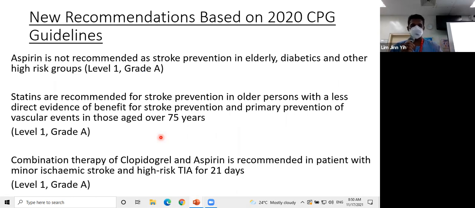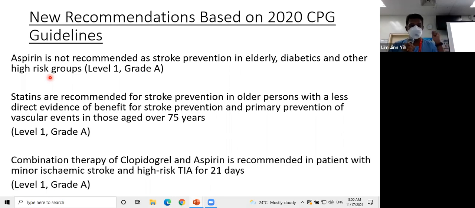Okay, so now my next 3 slides are basically going to be all the new recommendations based on our 2020 CPG guidelines. There are a lot, but I just took the new recommendations that are important for me to highlight in my presentation today. One of the few things they mentioned is that aspirin is not recommended as stroke prevention in the elderly, diabetics, and other high-risk groups. And this evidence is level 1, grade A.